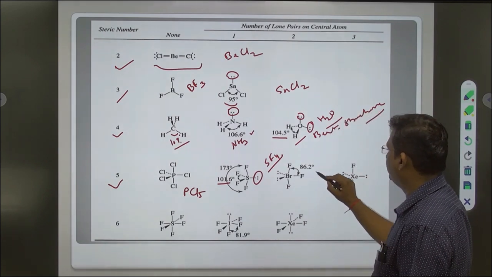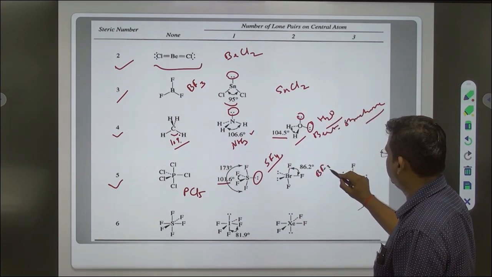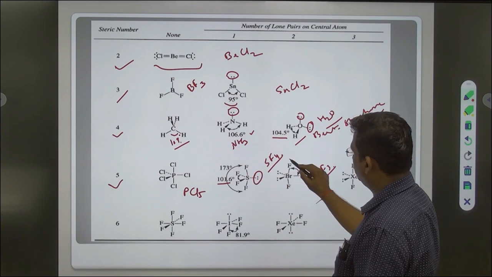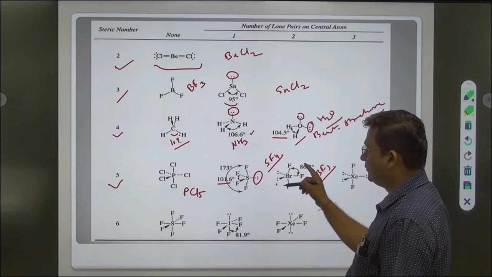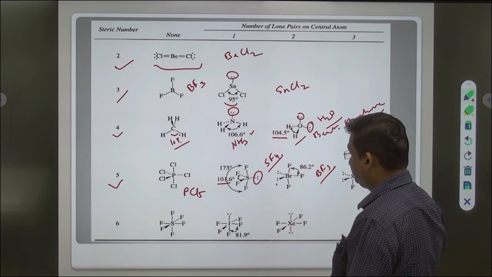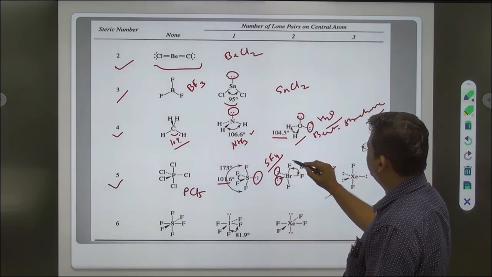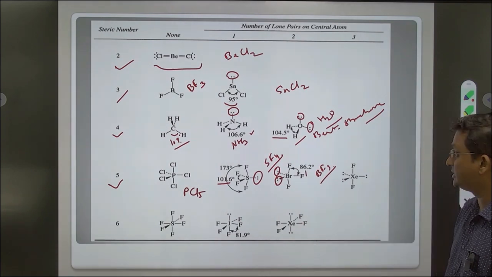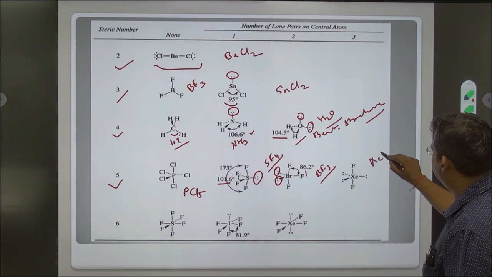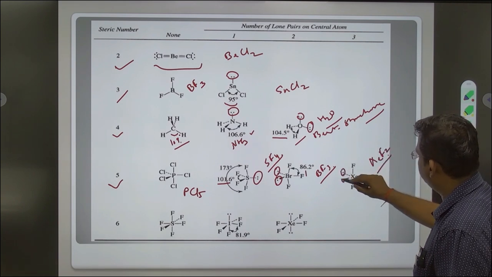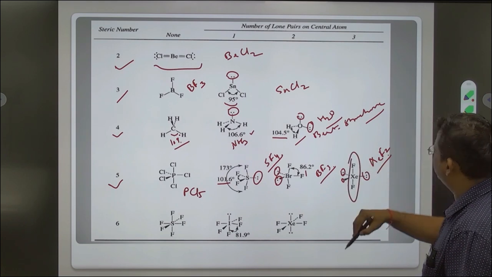And when 5 is the steric number, 1, 2, 3, 4, 5, and there are two lone pairs, then it gives this type of structure, ClF3, and where when XeF2, it gives linear structure.